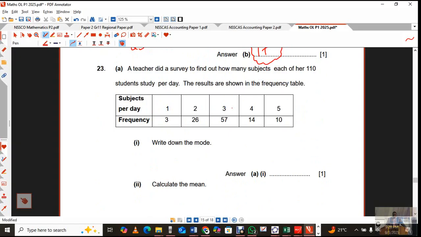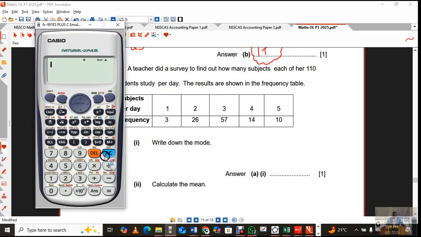A teacher did a survey to find out how many subjects each of 110 students study per day. There are 3 students who study 1 subject, 26 study 2 subjects, 57 study 3 subjects, 14 study 4 subjects, 10 study 5 subjects. If you add these frequencies up, this is going to give you 110. You can have a look: 3 plus 26 plus 57 plus 14 plus 10. What does that give you? 110. You see that?